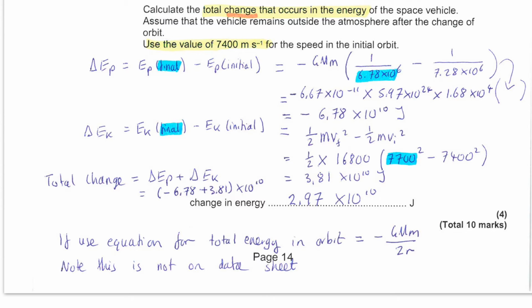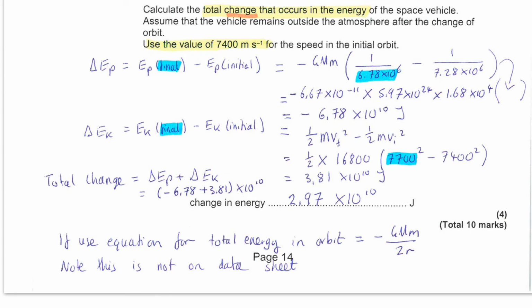You are asked to calculate the total change that occurs in the energy of the space vehicle. You are allowed to assume that the vehicle remains outside the atmosphere after the change of orbit. Use the value of 7,400 metres per second for the speed in the initial orbit. So you're looking for a total change occurring. Here you must consider both the change in gravitational potential energy and the change in kinetic energy.